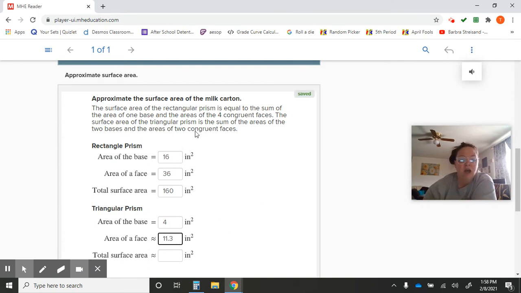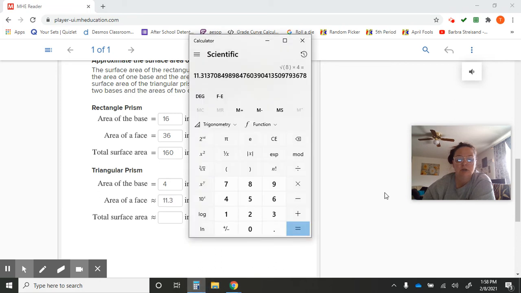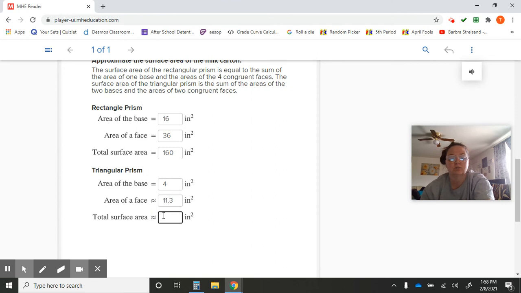And it says we've got, what does it say? We've got 2 bases and 2 congruent faces. So we have 2 of these and 2 of those. So I'm going to multiply this by 2, and then 2 of the bases would be 8, so I'm going to add 8. And that gives me 30.6.